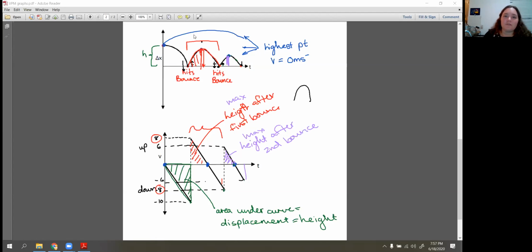Last thing on this that's very important is that at all points here, the gradient is going to be -9.8 meters per second squared. You can sometimes get away without putting the units, just -9.8, because that is our acceleration due to gravity.